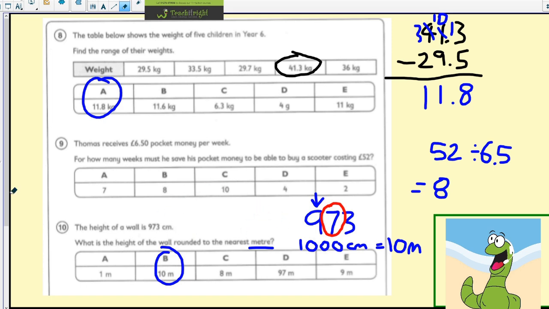Right guys, that's one test done. So give yourself a score. Really well done. Oh, I should probably circle the answer there. That one was B, which is 8 weeks. But yeah, give yourself a score. Pat your back if you did well done.